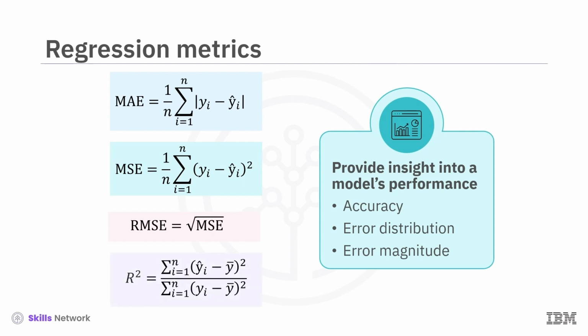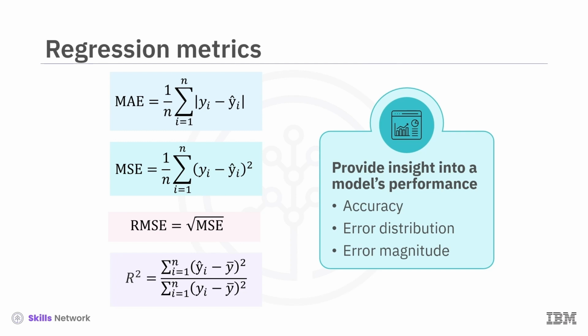R squared is the amount of variance in the dependent variable that the independent variable can explain. It is also called the coefficient of determination and measures the model's goodness of fit. The values range from 0 to 1, with 0 being a badly fit model and 1 being a perfect model. Values between 0 and 1 are what you can expect from real-world scenarios, as there is no perfect model in real life.